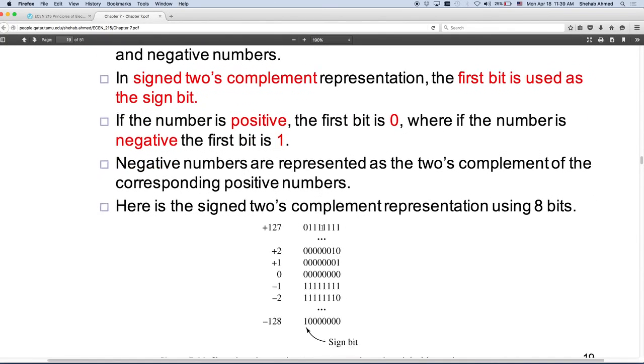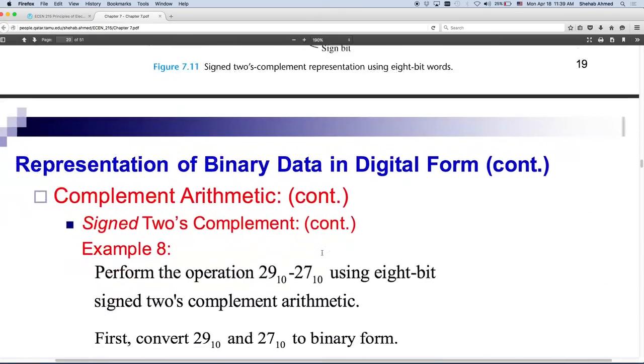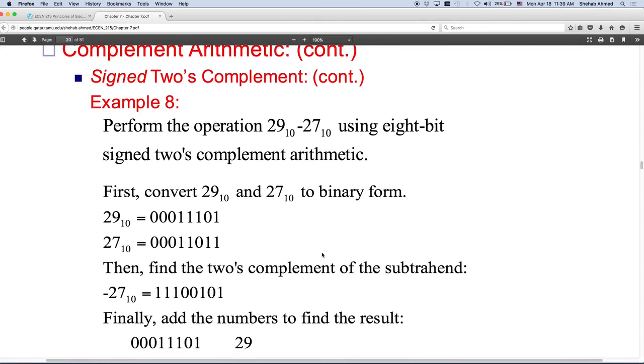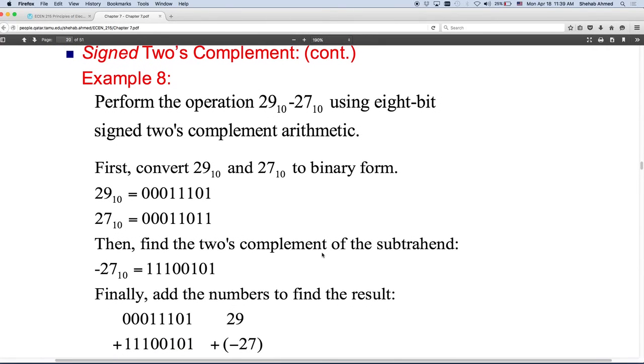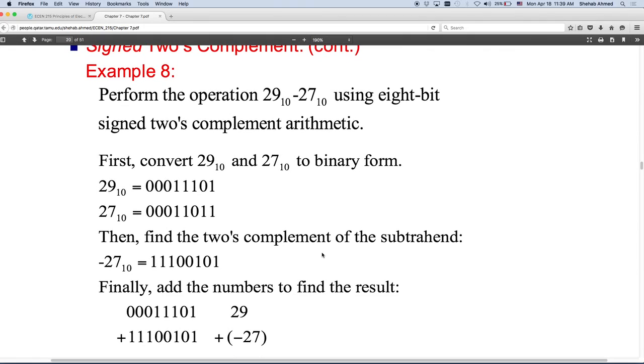An example will be better than this number format. This example will be more interesting. I want to subtract 27 from 29. So 29 I can convert to binary format.